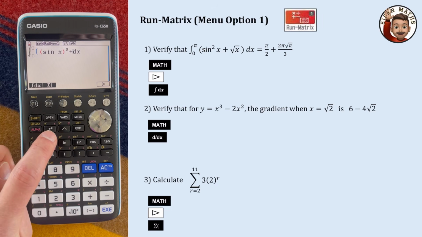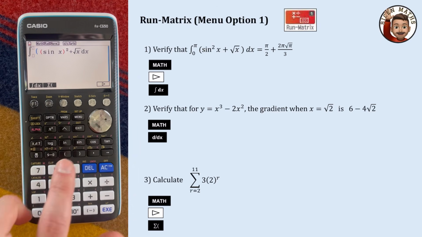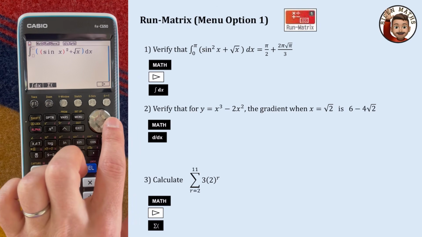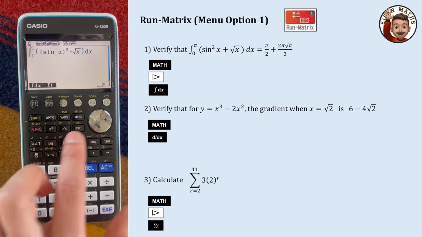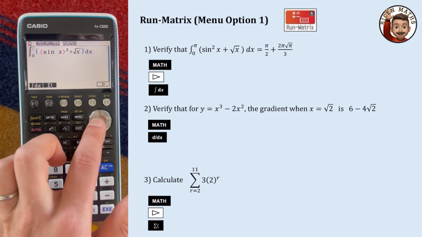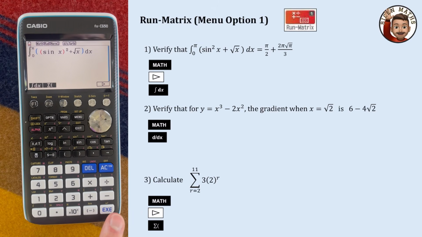Now the square root, rather annoyingly, is shift and then the square button. So I'm going to do the square root of x. And then at the end of that, I'm going to close that bracket off. And if you keep scrolling, you'll notice you can get to these limits. So I'm going to do it between 0 and pi. So shift pi that we have here. Now the calculator is very powerful and it should calculate this quite quickly, and it comes up with 5.2830 and so on. So we're just going to verify it.